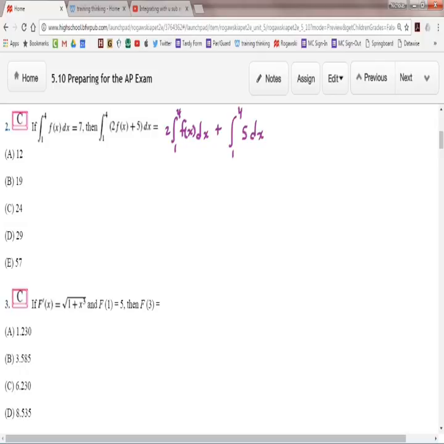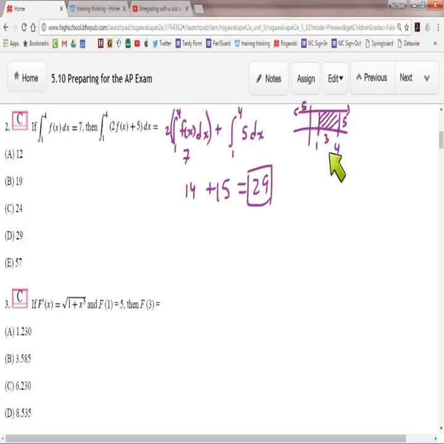So for this first one, we know what this equals because the problem tells us it equals 7. So 2 times 7 is 14 plus whatever we get right here. Now that one, think of it like this. Here is the line at 5. From 1 to 4, we're trying to find the area underneath this. And so we just have a rectangle. The distance between the 1 and 4 is 3, and our height is 5, so 3 times 5 is 15. You just add these together, you get 29.